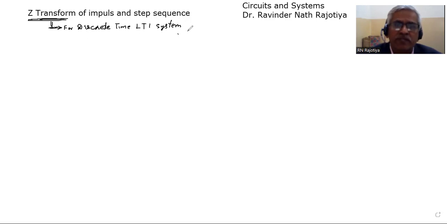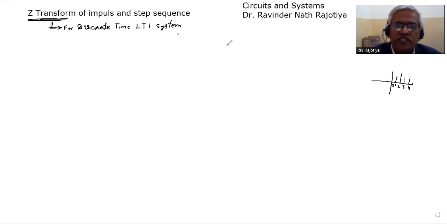For example, they will appear as a sequence like this. The values are defined at discrete instances of time, not everywhere in the plot. So with that background, let's move ahead.